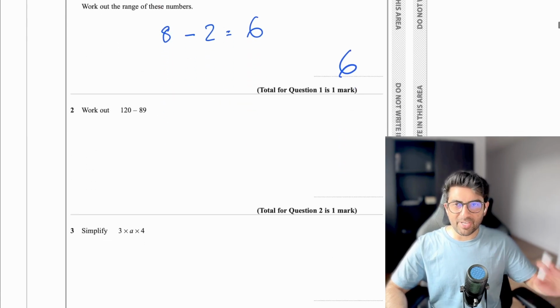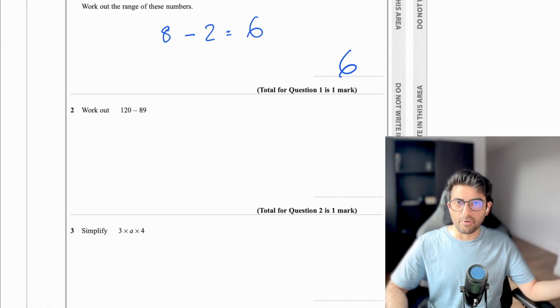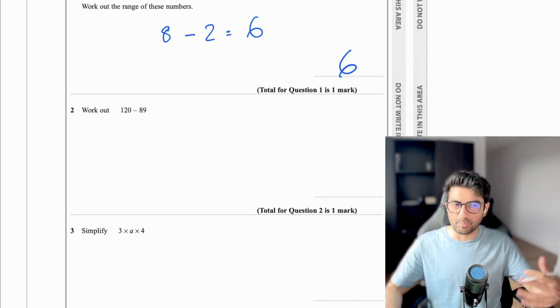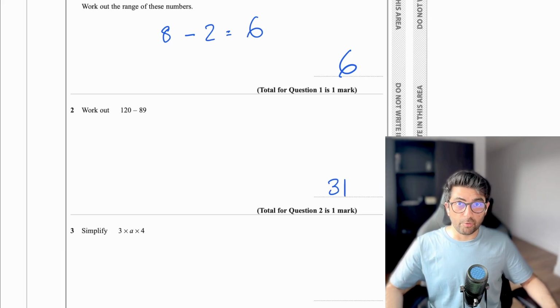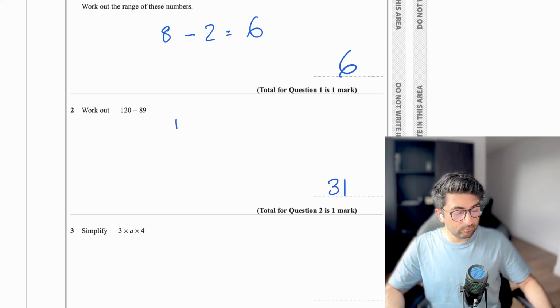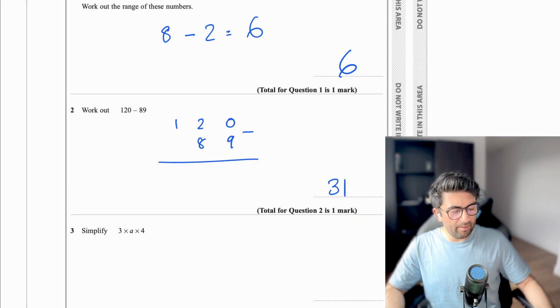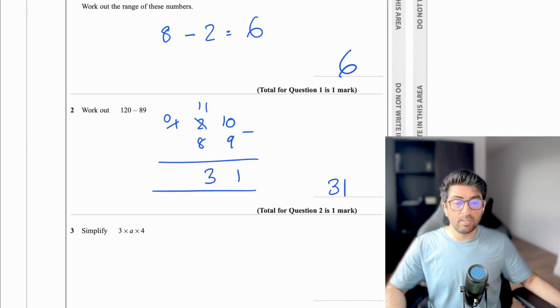Next one, it says work out 120, take away 89. We could say 89 is 1 away from 90, and then 90 is 30 away from 120. So 30 plus 1 is 31. Or you could just do the column subtraction, and then subtract like you normally would to make 31. Okay, next question.